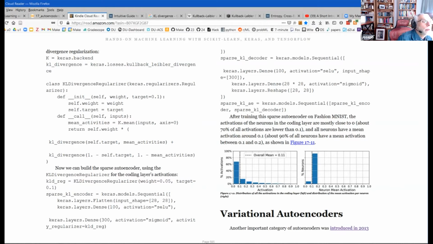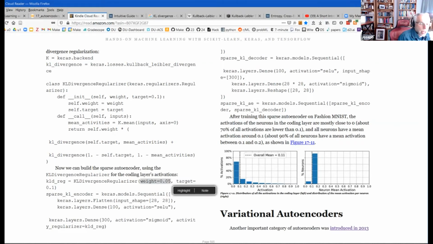Okay, so building the autoencoder using KL divergence regularizer of weight equals 0.05. I think that's the regularization factor. It's a regularization hyperparameter, and target equals 0.1 is the target sparsity that you want.